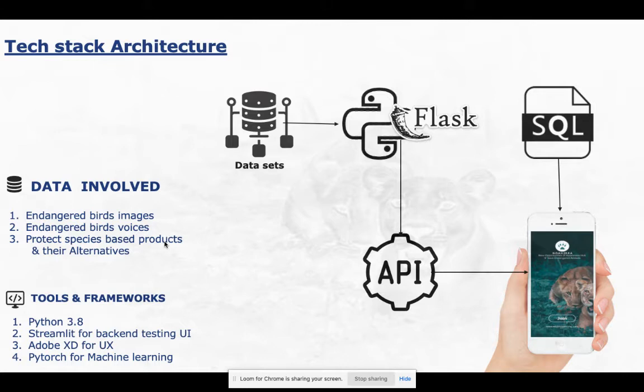Flask helps us in building APIs, so that APIs can be called onto the front end of the application which we have developed, and all the information and clickstream is collected at the backend as SQL. An overall view of tools and frameworks includes Python 3.8 and Streamlit for backend testing UI, Adobe XD for UX, and PyTorch for machine learning models.